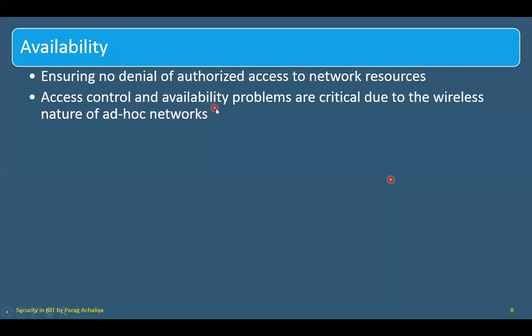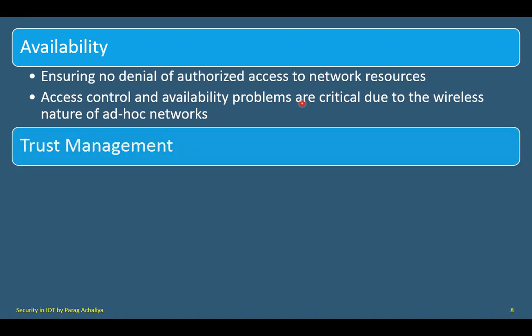Access control and availability problems are critical due to the wireless nature of ad hoc networks. As IoT applications mainly work on a wireless nature, access control and availability problems may be critical in the case of the wireless nature of your IoT application. In that case, we must focus on every resource being accessible and available to its authorized users. Then next is trust management.